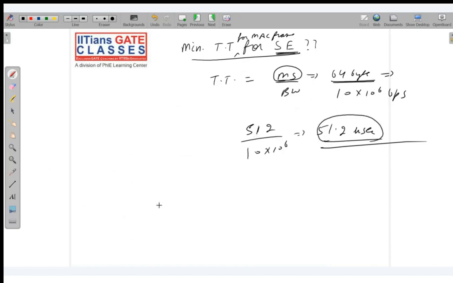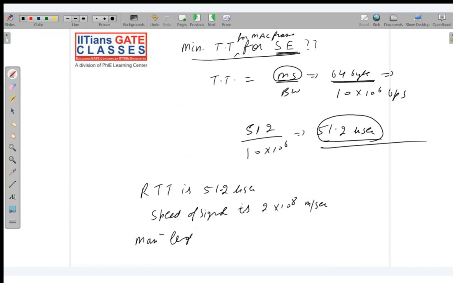And if they say propagation time, or TP is to be found, and RTT is given to us as 51.2 microseconds, and they are saying the speed of the signal is say 2 into 10 to the power 8 meters per second, and they are asking for the maximum length of the Ethernet LAN. They are just trying to confuse you.